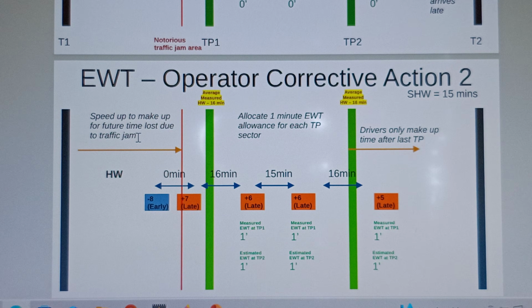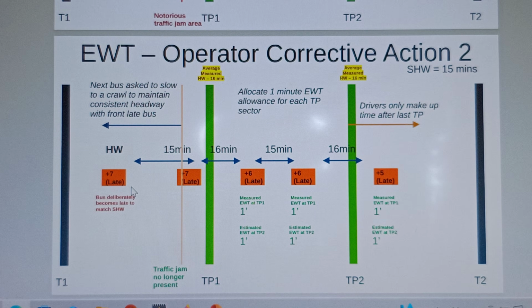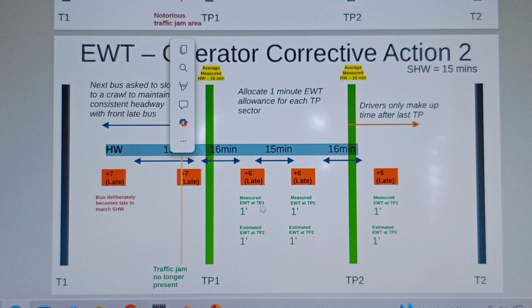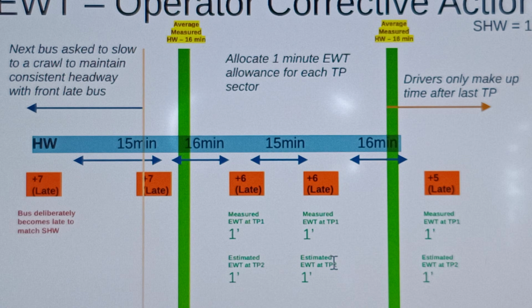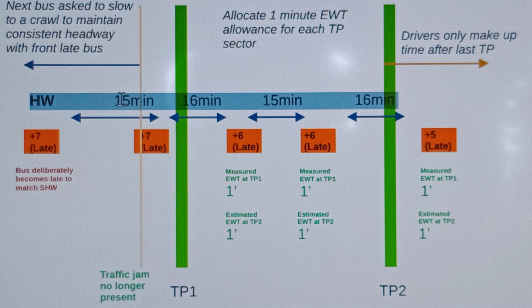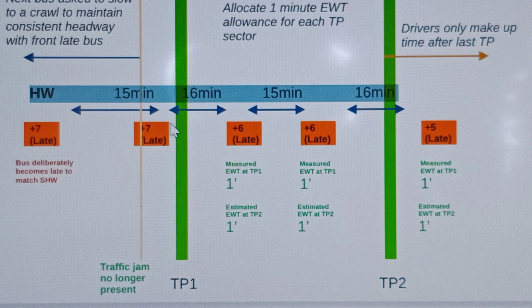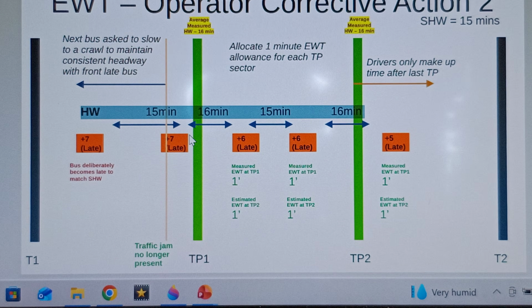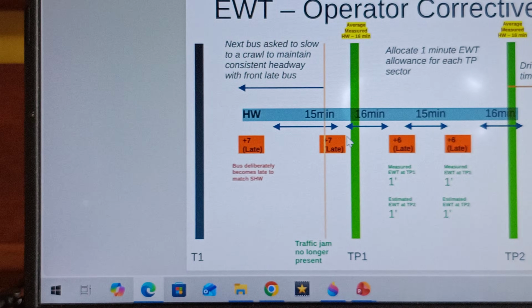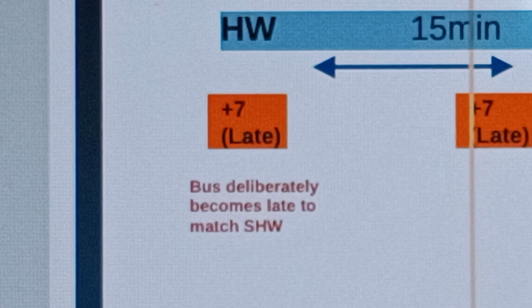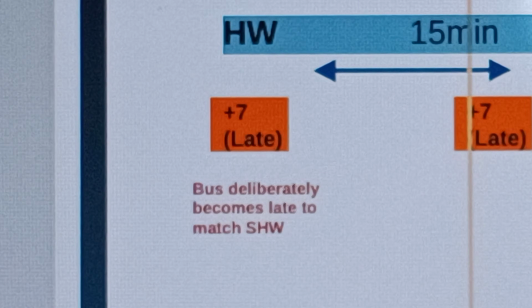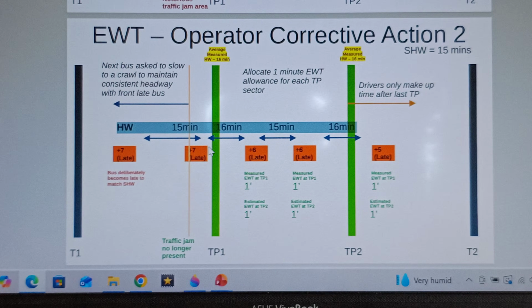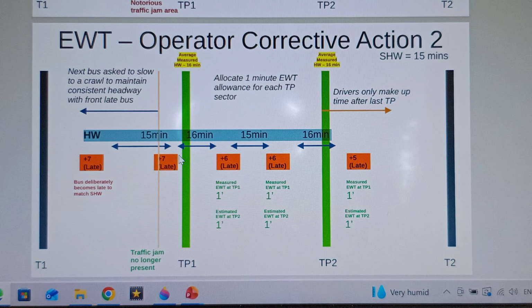This one is actually speed up, but when there's no jam, they would be told to slow down or hold at the bus stop, so that, as you can see, the headways are somewhat consistent. That's why measured EWT is at 1, because it's like 15, 16, 15, 16. So this is one way whereby they maintain the headway. As you can see in the words in red, which is basically what I explained, bus deliberately becomes late to match scheduled headway. SHW means scheduled headway.